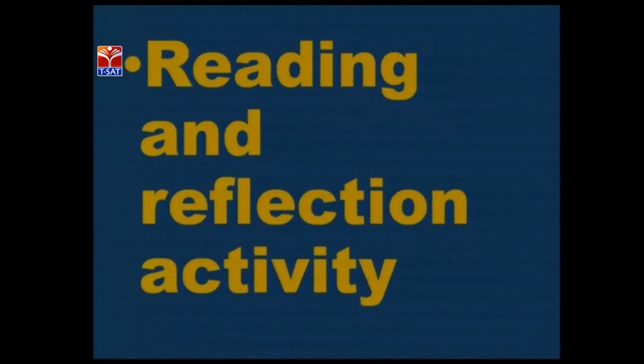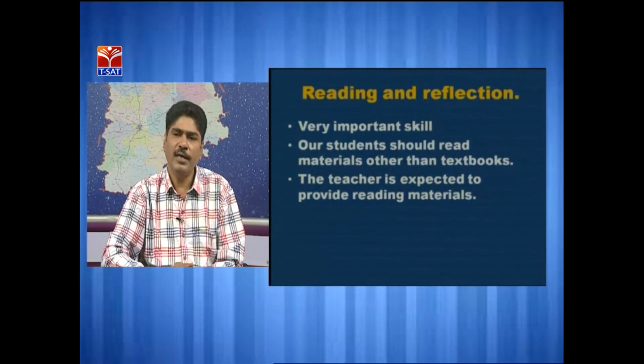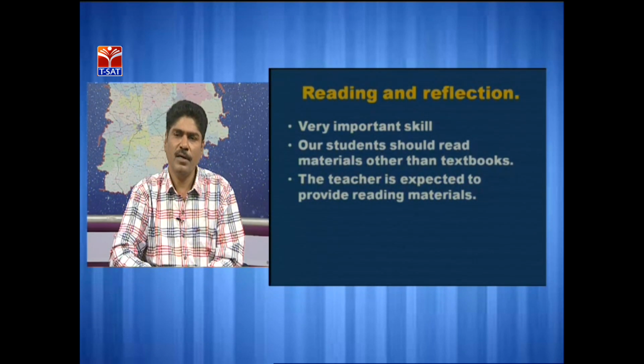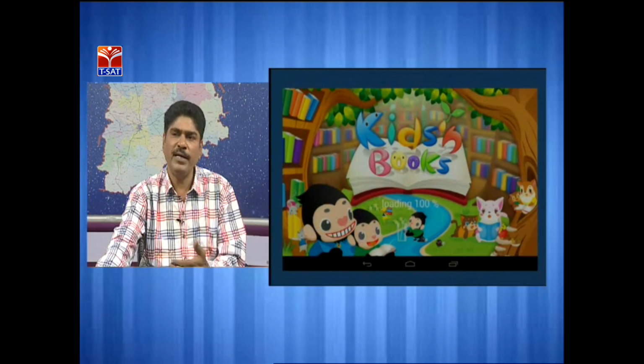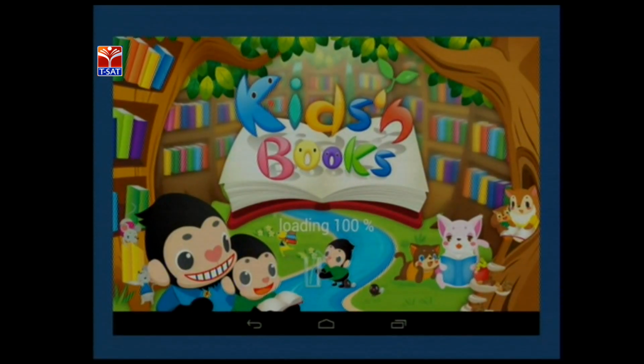One is reading and reflection activity. Our students should read. This is a very important skill. How do you conduct reading and reflection activity? We should provide reading material to students. Give material to students, they read that material. You provide books, children friendly books, because reading is a very important activity. That means an important skill that our students should attain. Because of that they attain wonderful knowledge.